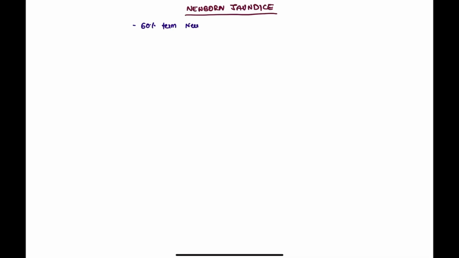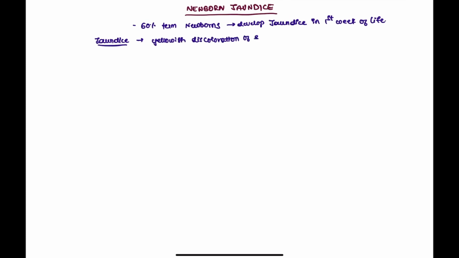So newborn jaundice. Newborn jaundice is one of the most common problems in the first week of life. It is known that approximately 60% of term newborns develop jaundice in their first week. So now, what is jaundice? We all know that jaundice is yellowish discoloration of skin and mucous membrane.